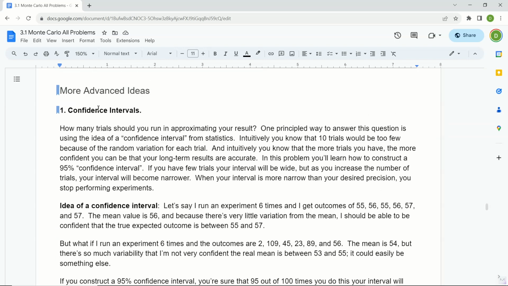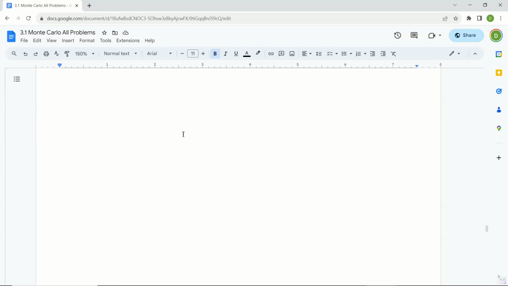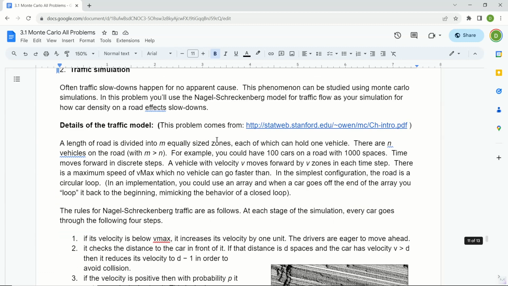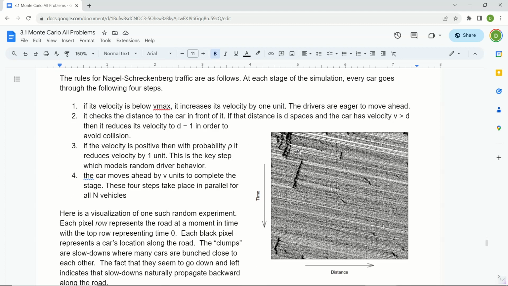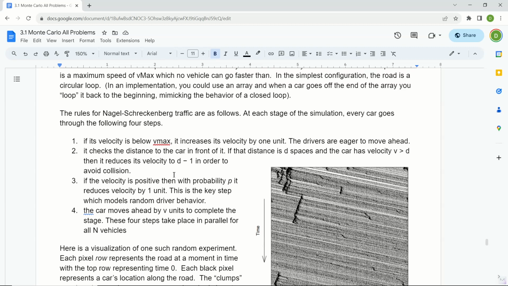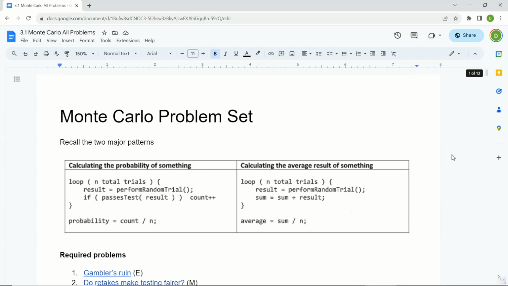And then in the more advanced ideas, if you're wondering why 10,000 experiments, what's the right way of figuring out the number of experiments? One right way would be to use confidence intervals. And so I sort of described that here. And then a traffic simulator where you can simulate why slowdowns occur. So lots and lots of things to dig your teeth into, probably more than anybody has time for.